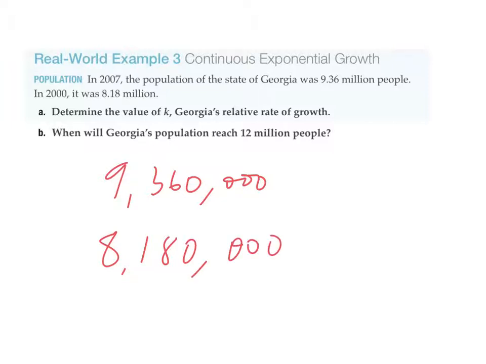Now, you're going to see that so long as you're consistent, you could either write the number out or not. You can use 9.36 or 8.18 and 12 for our future problem, so long as your units are millions. If you're not comfortable with keeping the units as millions, you can write the whole number out. It's fine. It's up to you. Okay?